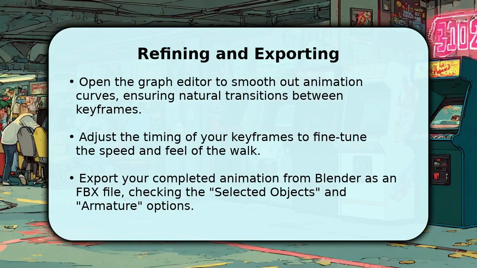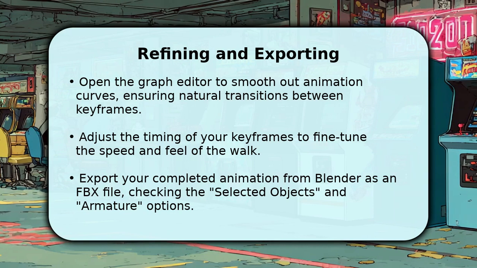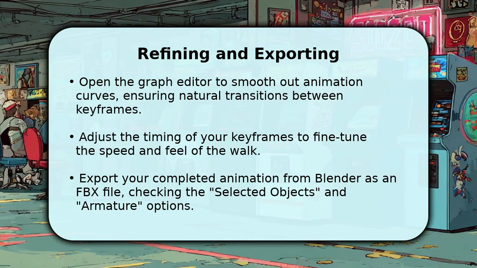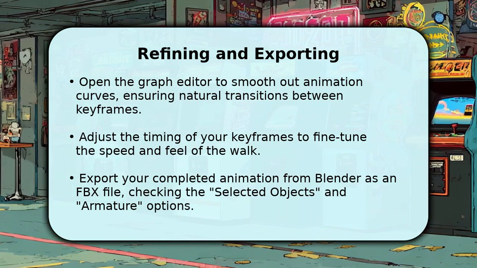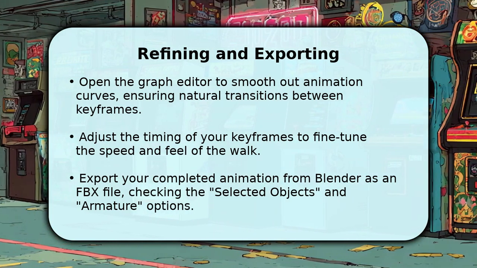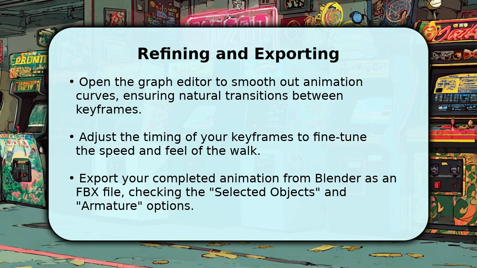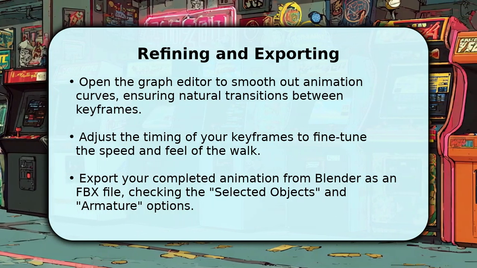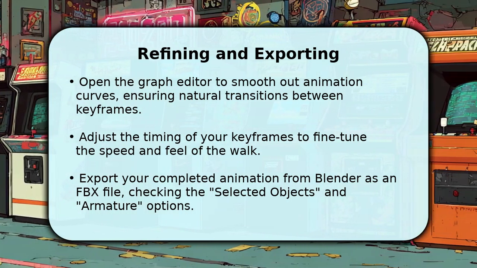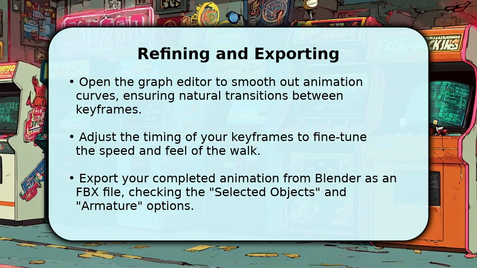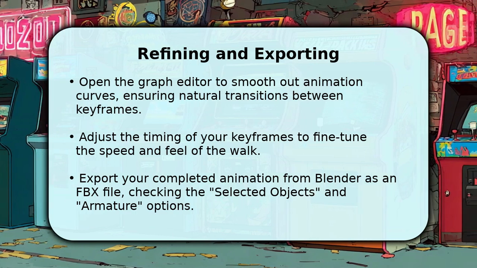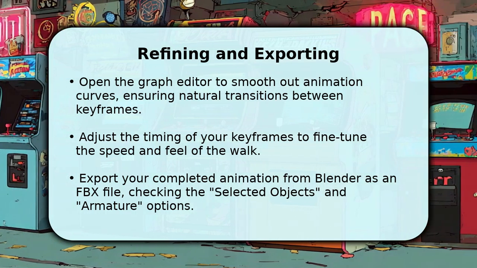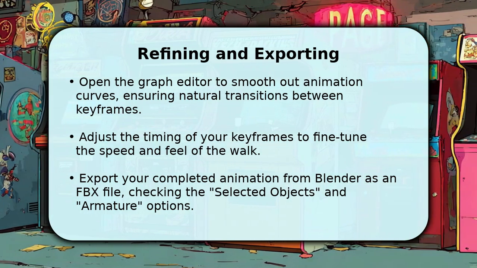Once the basic cycle is complete, refining is essential. Open the graph editor to smooth out any jerky movements by adjusting the animation curves, aiming for fluid transitions. Take time to carefully review the timing of your keyframes, making slight adjustments to perfect the walk speed and overall feel. When you are satisfied, export your animation from Blender. Select the FBX format, ensuring selected objects and armature are checked, preparing it for Roblox Studio.